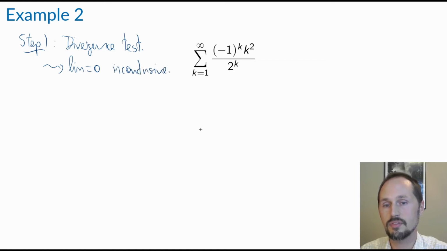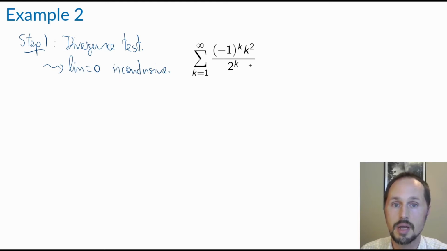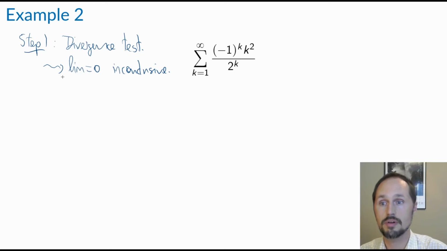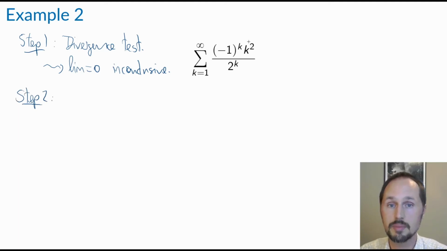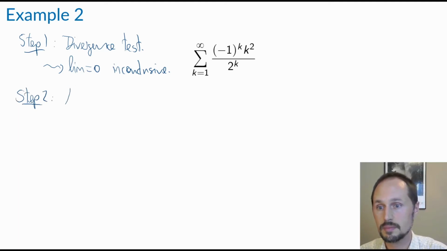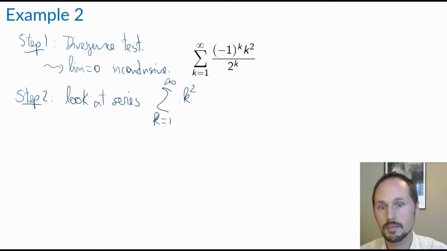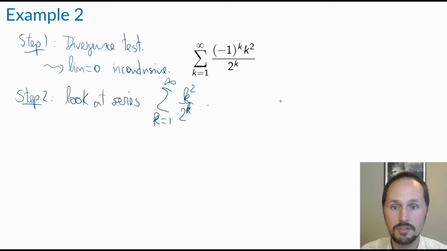And honestly, at this stage, if the limit is something that is delicate to figure out, sometimes you can go ahead and just use the test that you want in step 2. Right, so in step 2, we look at what we get by taking the absolute values of these terms. So that series, k squared over 2 to the k, we want to use some test on it.